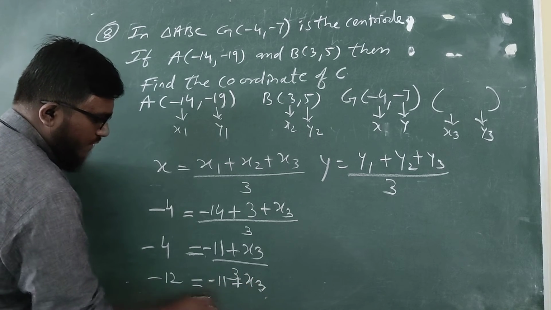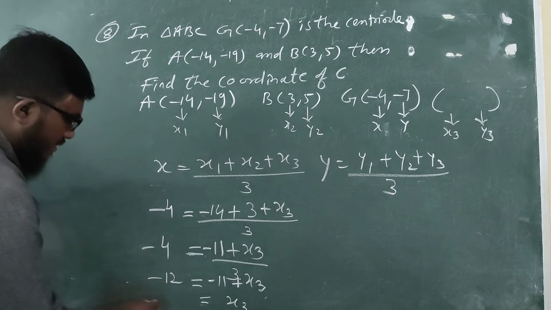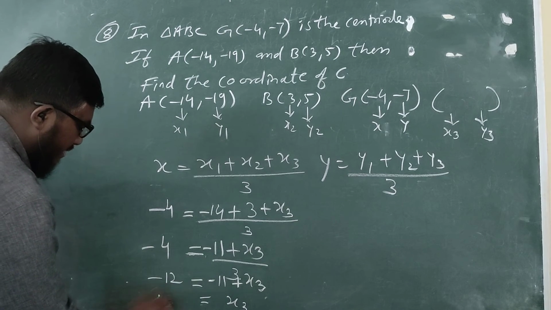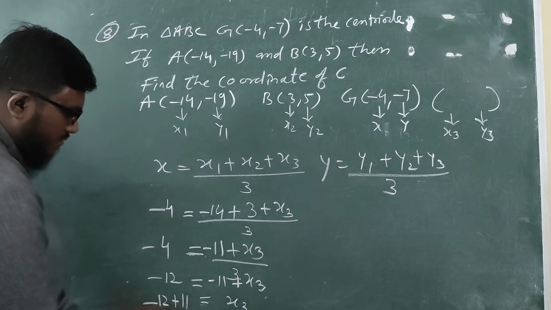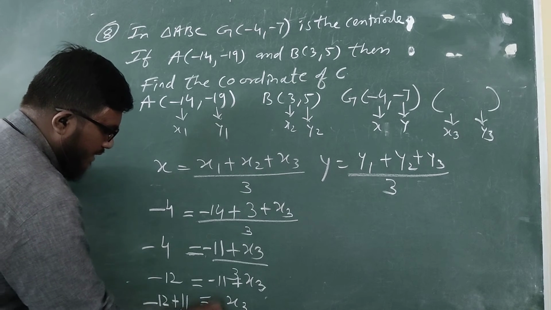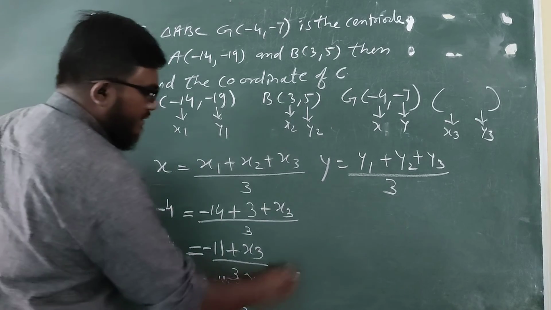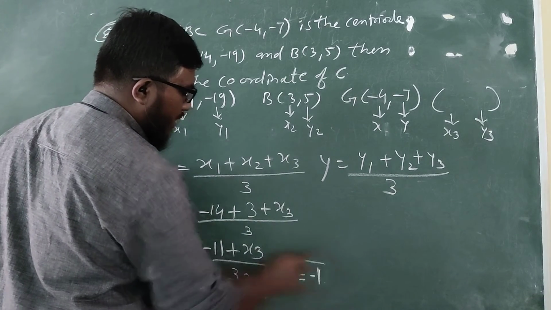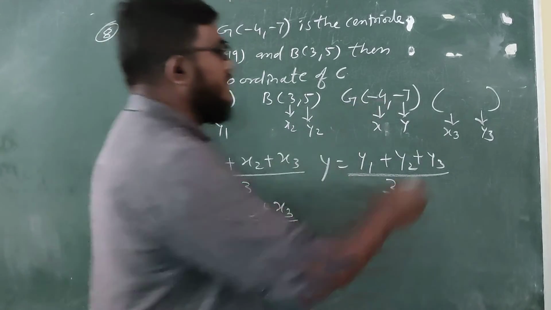We have to find the value of x3, so keep x3 as it is and bring this 11 to the other side. This minus 12 plus 11, this minus 11 becomes plus as it goes to the other side of the equal sign, and it will become minus 1. Therefore x3 is what? Minus 1. We have found the value of x3 as minus 1.